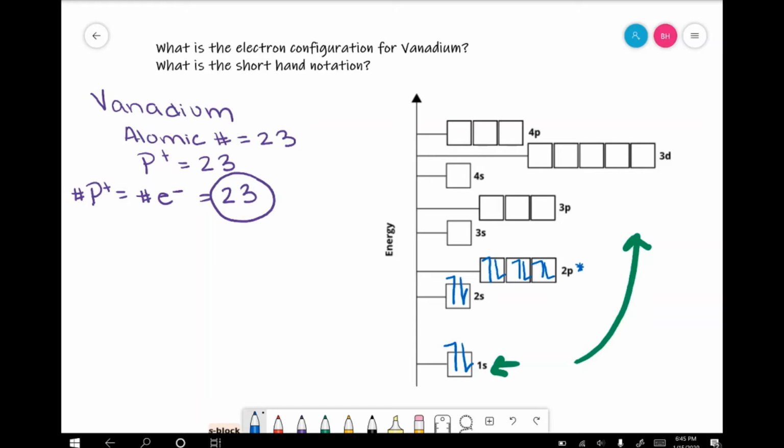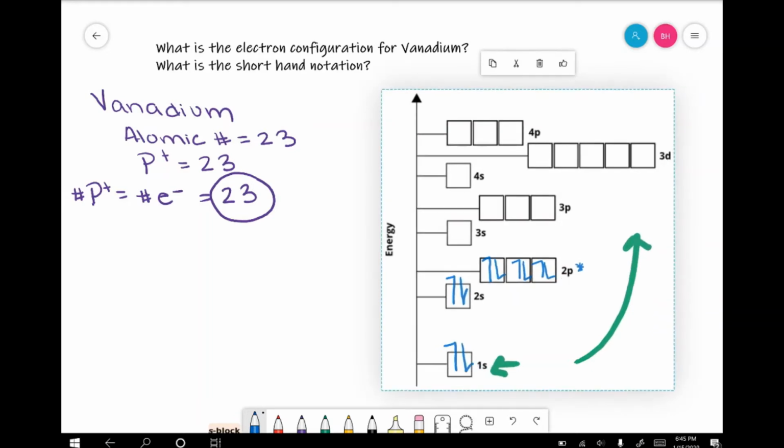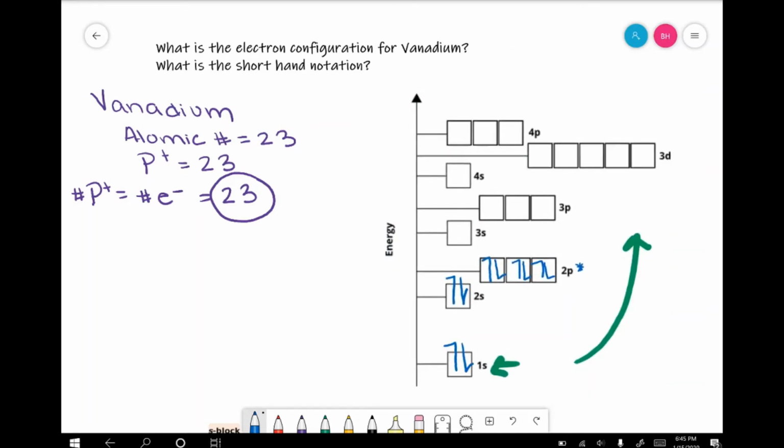Now, if we count how many electrons we put in here so far, we have 2 in my 1s, 2 in my 2s, and 6 in my 2p. We actually have only 10 electrons in there. So I still have a few more. So let's go ahead and finish this up. We have 10, and we're going to have 11, 12, 13, 14, 15, 16, 17, 18, 19, 20, 21, 22, 23. So this is what it would look like when I fill out my orbital energy diagram. I have 23 electrons in there, and you can see that I followed all my rules.